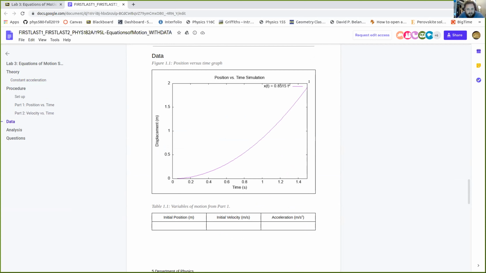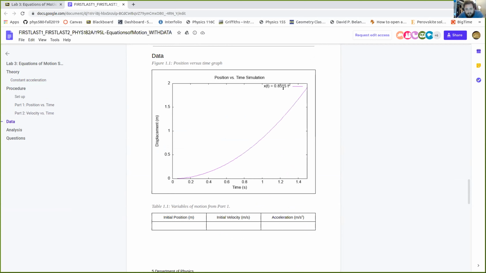You can see this one kind of looks like the parabola I drew, the position versus time. And it is. Here, this expression, you see x of t is equal to 0.8515 t squared. That right there is my position function. And you know what it's supposed to look like, right? It's supposed to be x of t equals x naught plus v naught t plus 1/2 a t squared, okay?